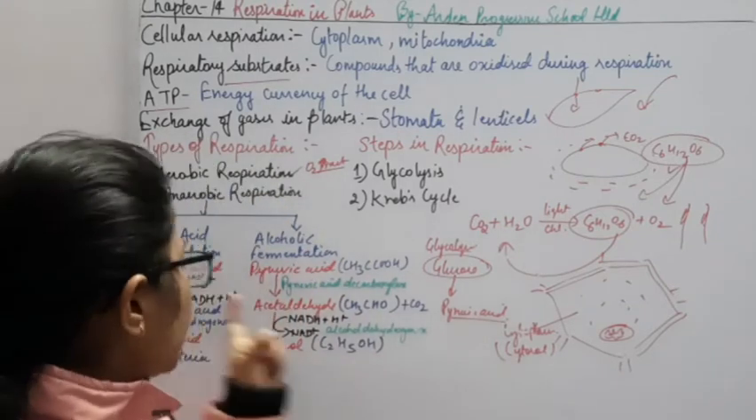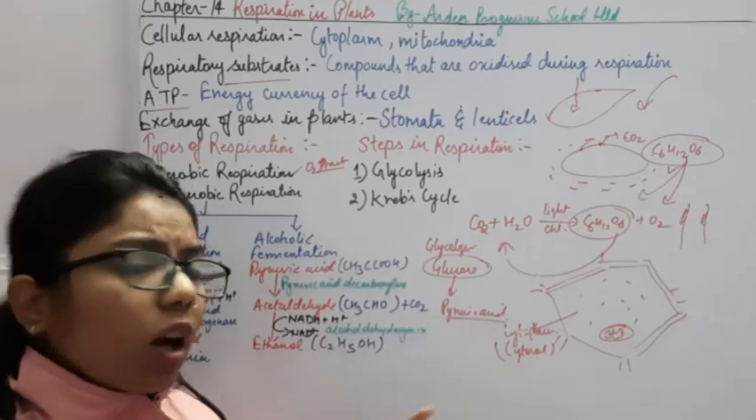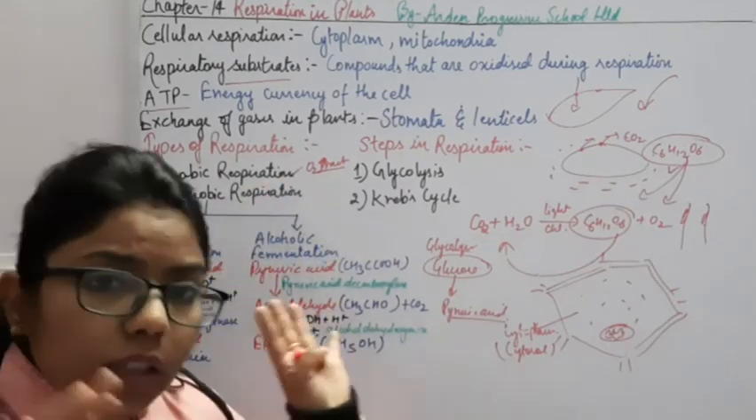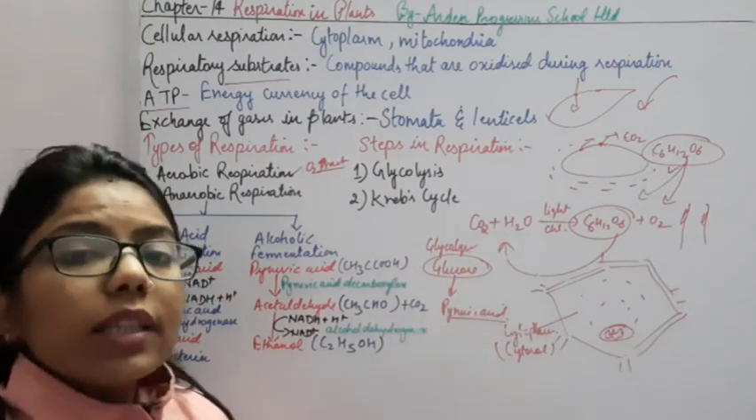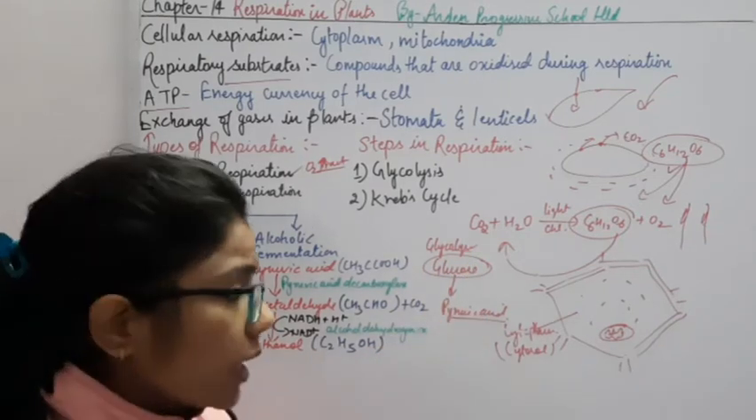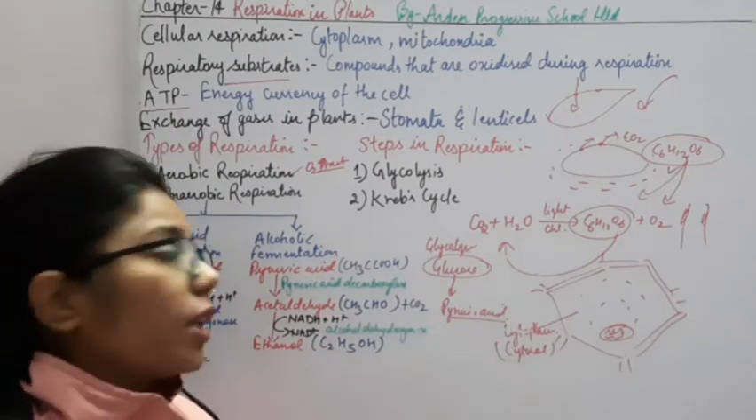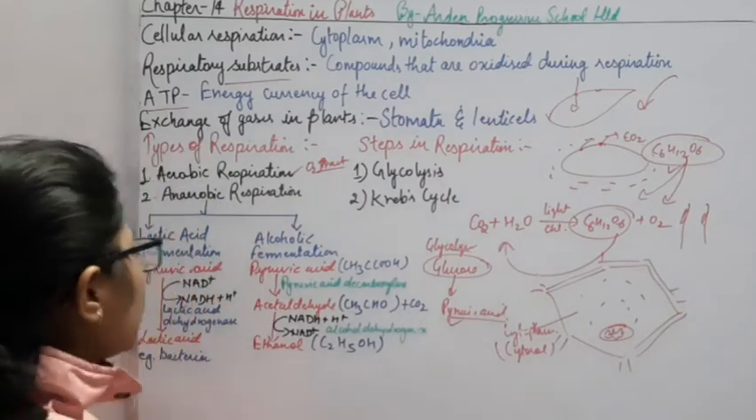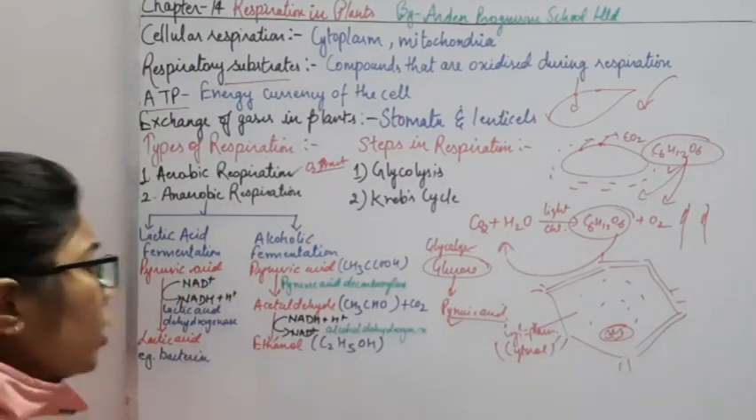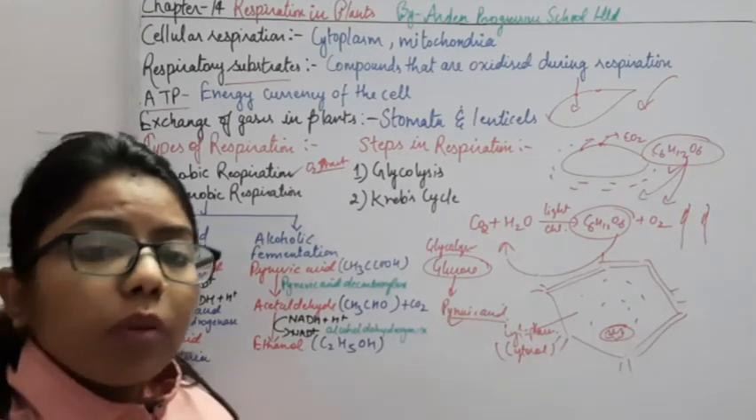So whether it is lactic acid fermentation, alcoholic fermentation, or aerobic respiration, the first step will be common, that is glycolysis. So the glycolysis step is common for aerobic as well as anaerobic respiration, and finally we are getting pyruvic acid. So this pyruvic acid, what will it do? It will undergo a reaction with the help of an enzyme.